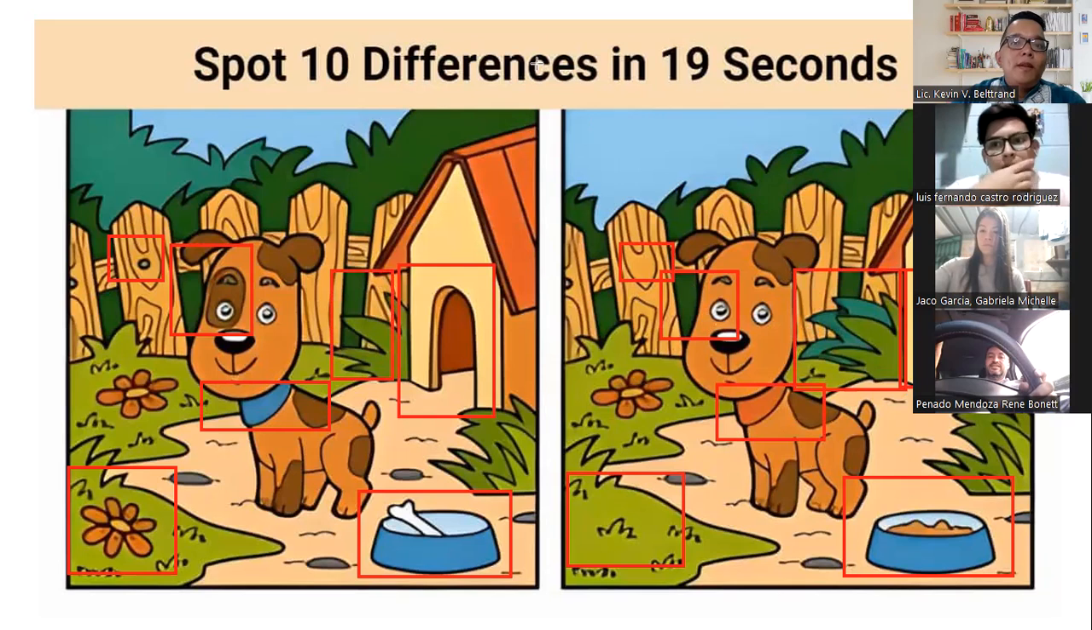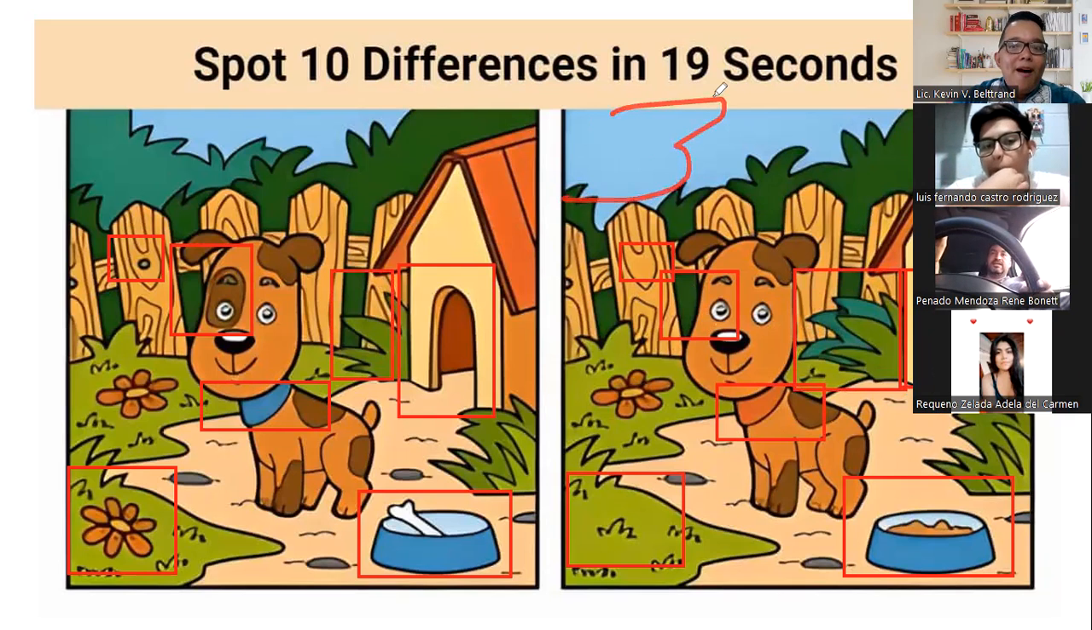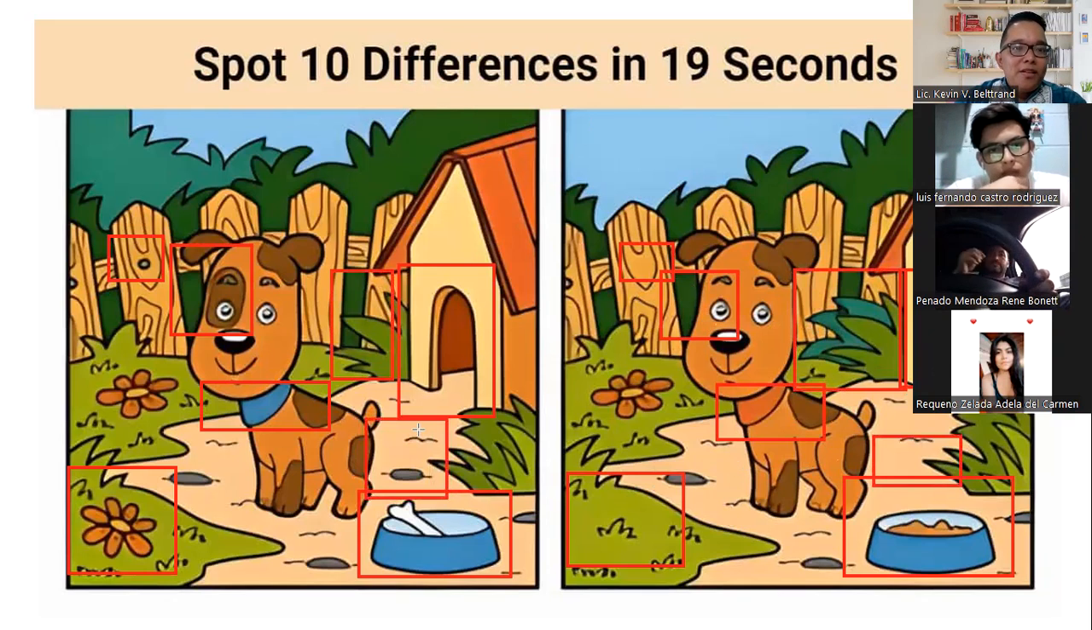1, 2, 3, 4, 5, 6, 7. Three more. Three more. Let's go. Three more. The stone is not behind the puppy. Excellent. The stone. All right. Two more. Let's go. Two more.